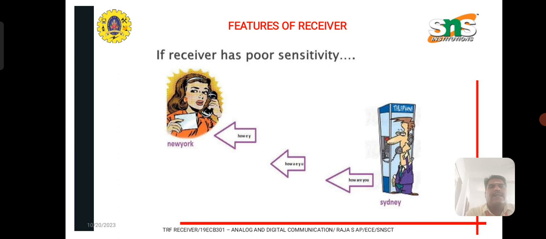The next one is when the receiver has poor sensitivity. For example, one person is in New York and another person is in Sydney, and they have to transmit the message "How are you." But due to a very weak signal between transmitter and receiver, the receiver receives "HOWEY" only instead of "HOW ARE YOU."